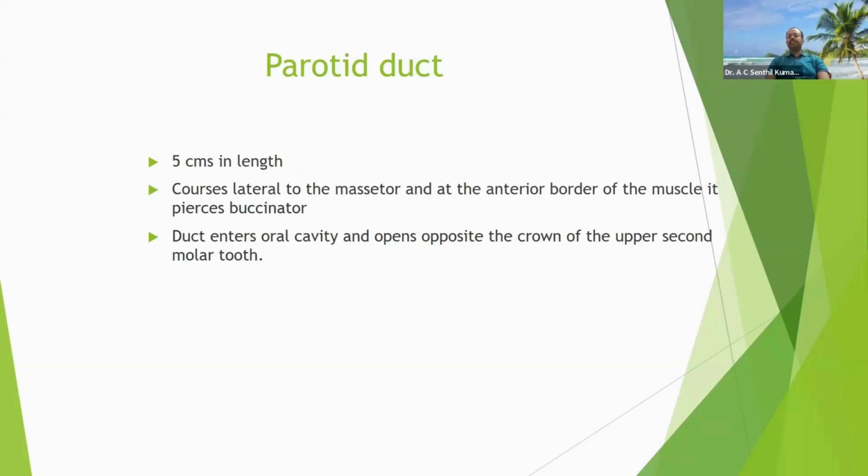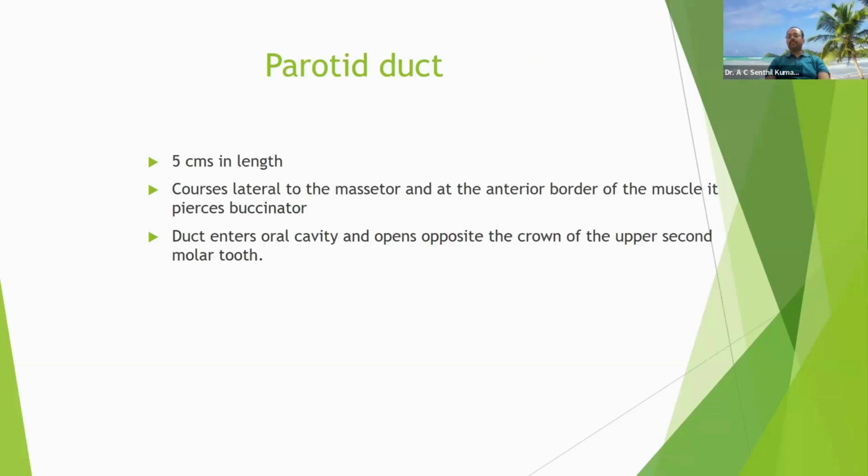Parotid duct is about 5 centimeters in length. It courses lateral to the masseter, and at the anterior border of the masseter muscle, it pierces the buccinator. The duct enters the oral cavity and opens opposite the crown of the upper second molar tooth. Why is this important? This parotid duct is an important structure that you have to keep in mind whenever you deal with some oral malignancies.